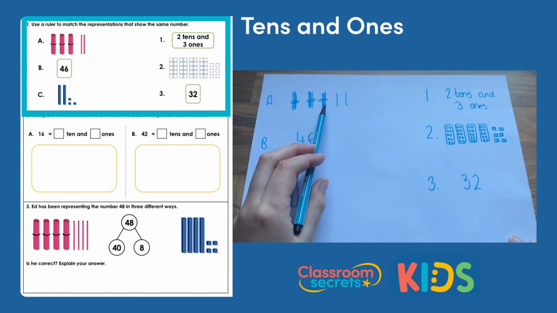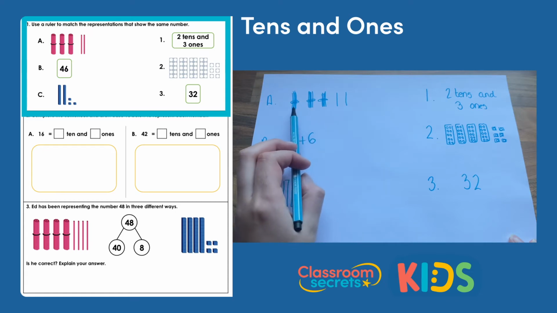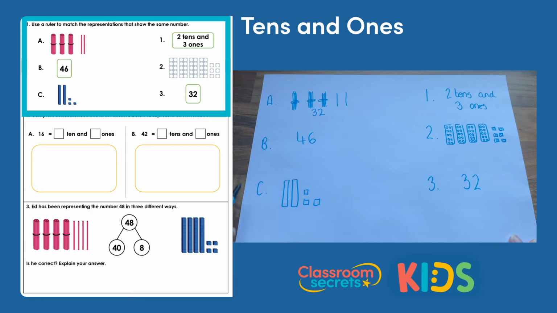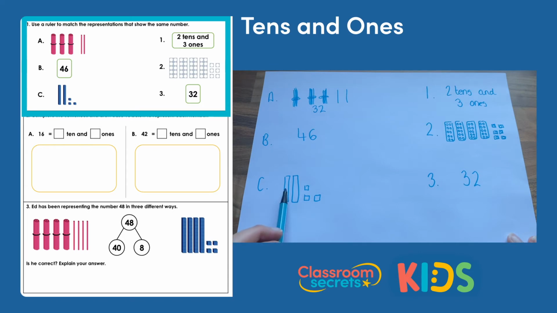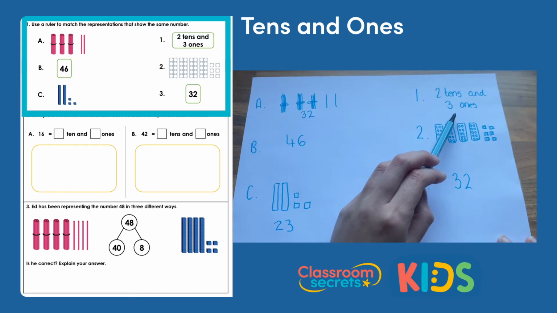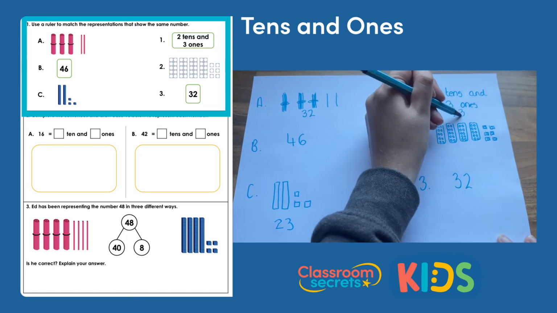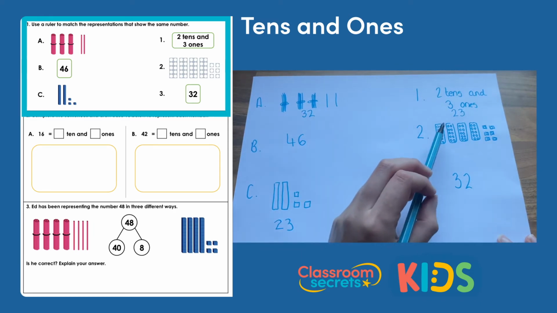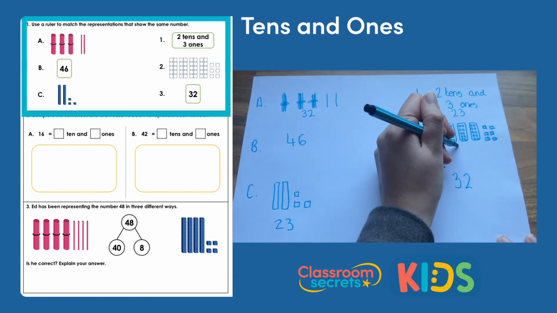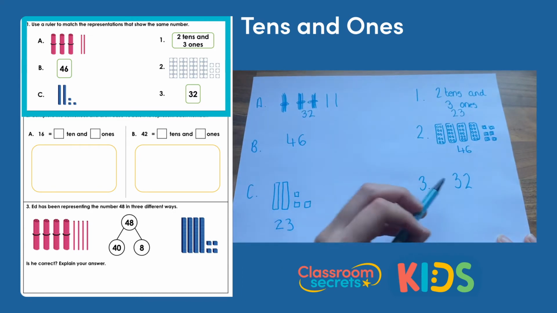So I've got 3 tens, 1, 2, 3 and 2 ones. 3 tens and 2 ones is 32. Okay. So B is already written as a numeral, so I can leave that one as it is. C, I've got my base 10, 2 tens and 1, 2, 3 ones. 23 is my number. Okay, up here I've got 2 tens and 3 ones, which is 23. And number 2, where my number pieces are, I've got 1, 2, 3, 4 tens and 1, 2, 3, 4, 5, 6 ones. 46, and down here just my regular numeral 32.